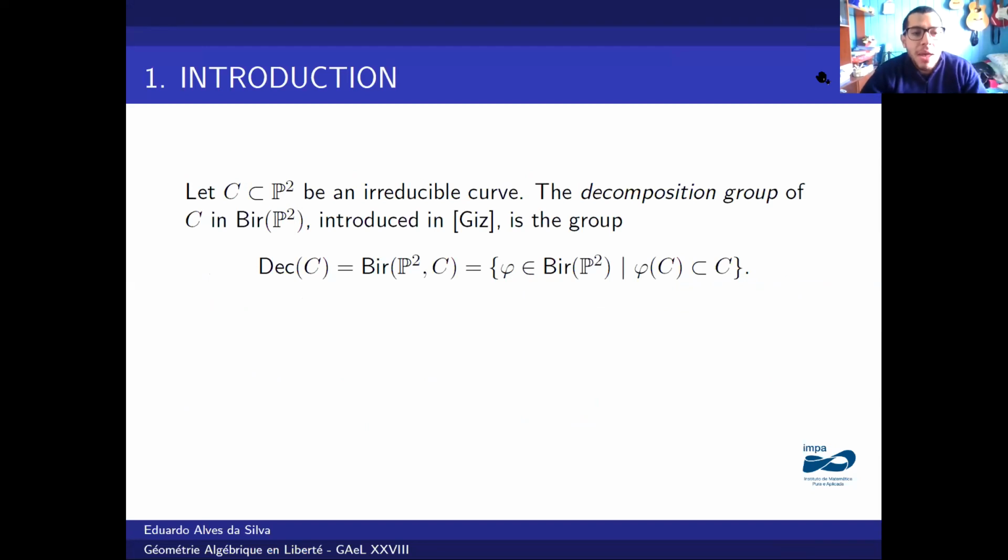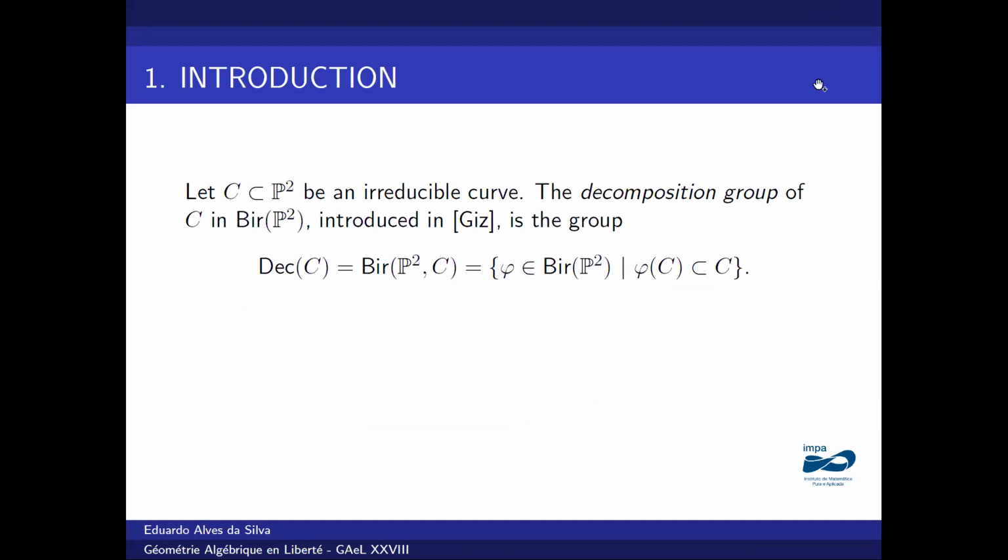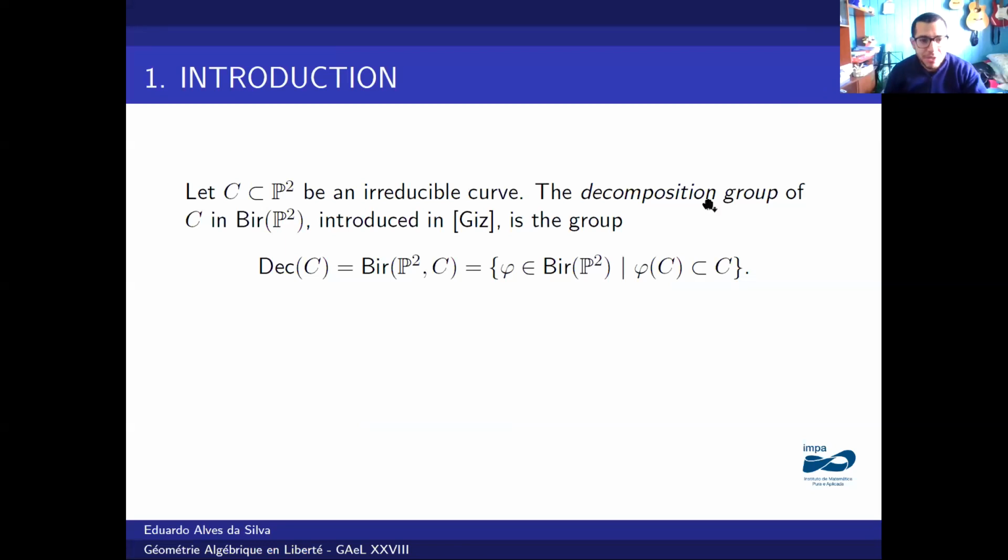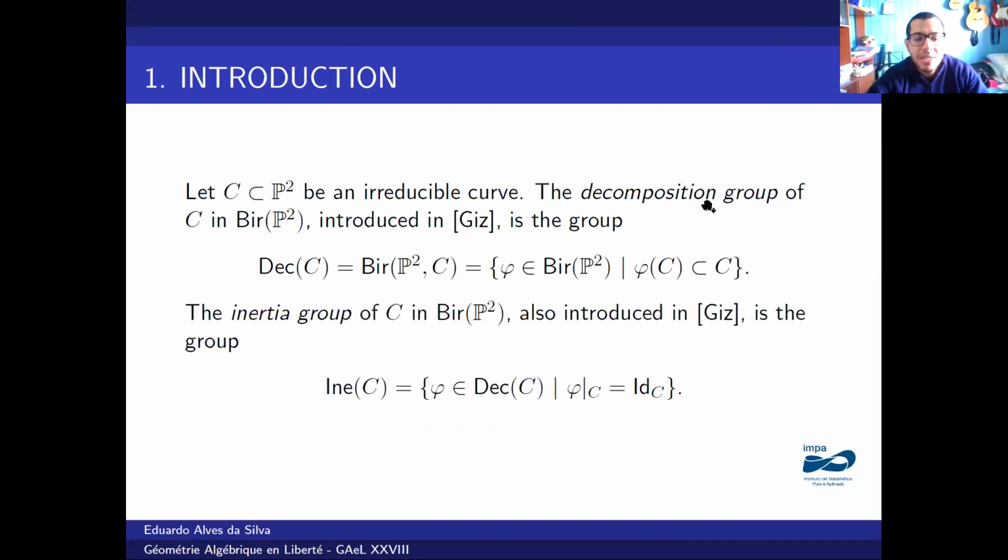Let C in P2 be an irreducible curve. We say that the decomposition group of C in Bir(P2), which was introduced by Gizatullin, is the group of the birational plane maps which preserve this curve as a set. And the inertia group of C inside the plane Cremona group, also introduced by Gizatullin, is the group of the birational maps whose restriction to C is equal to the identity. And this equality is an equality as a rational map, because we may have base points. These groups are special subgroups of the plane Cremona group.